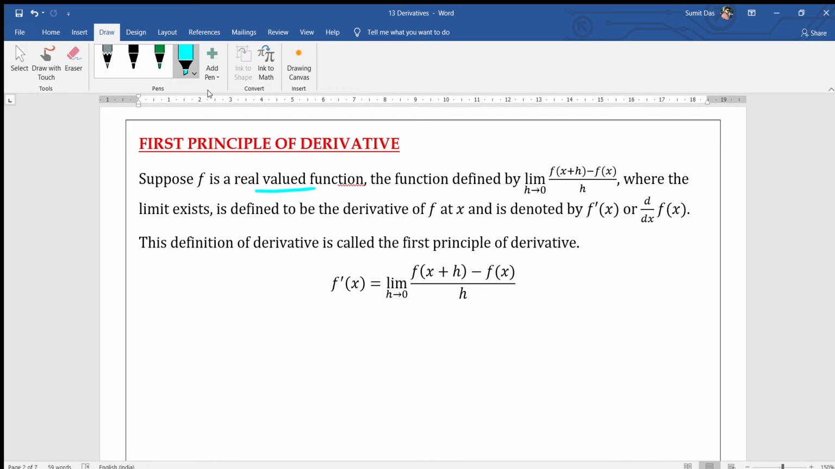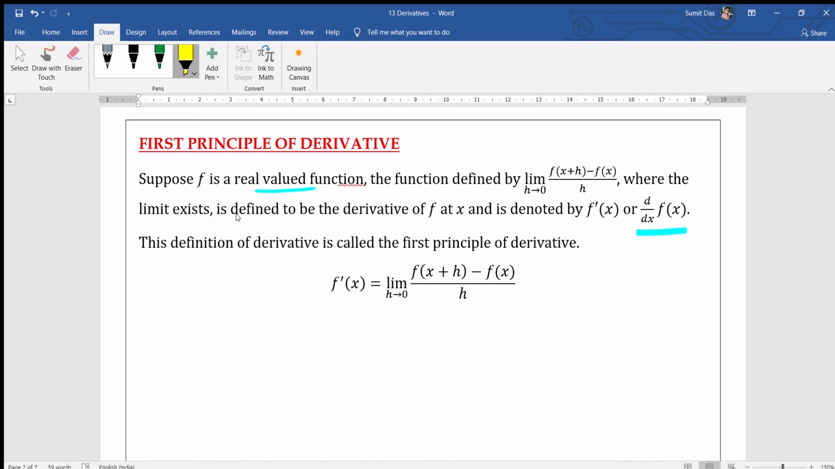And the function is defined by this limit h tends to 0 of f of x plus h minus f of x by h. You can see the same thing, but here instead of a I use x. X is for generalization. We took a as any point, but x is for generalization. Where the limit exists is defined to be the derivative of f at x, and denoted by f dash x, or as I told you, sometimes it is denoted by d/dx of f(x) also.